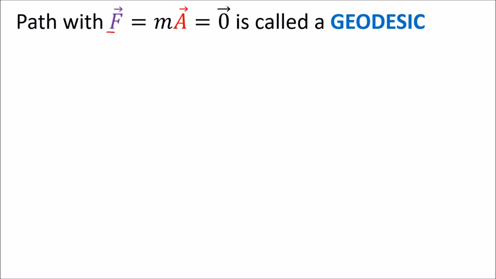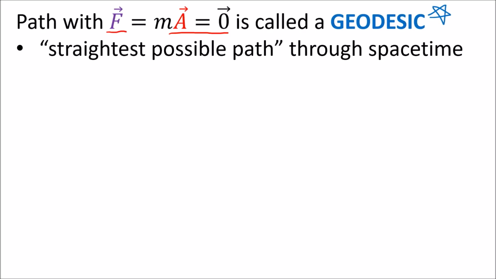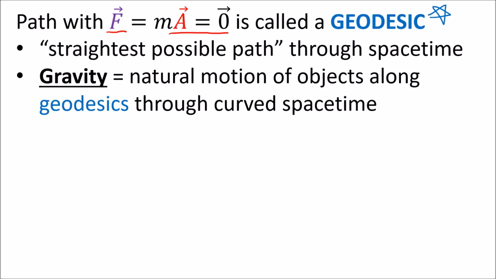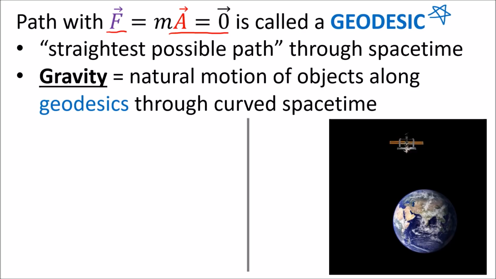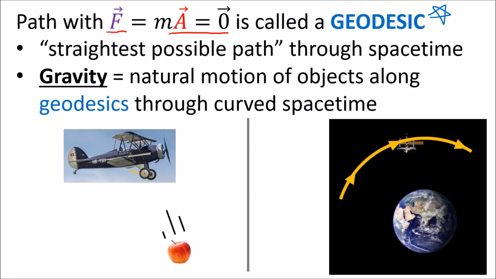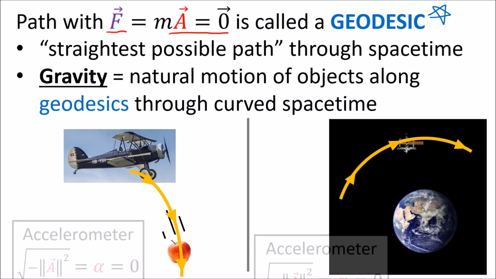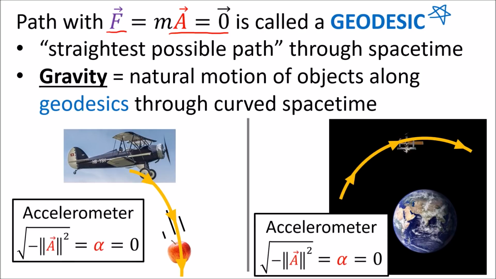A particle with no forces acting on it has a zero four-acceleration vector, and it follows a path through spacetime called a geodesic, which is sort of like the straightest possible path through spacetime. In general relativity, gravity is just the natural motion of objects traveling along geodesics through a curved spacetime. An object orbiting a planet, or freely falling down towards the planet, will both measure no proper acceleration on their accelerometers. So these are traveling along geodesics in spacetime.